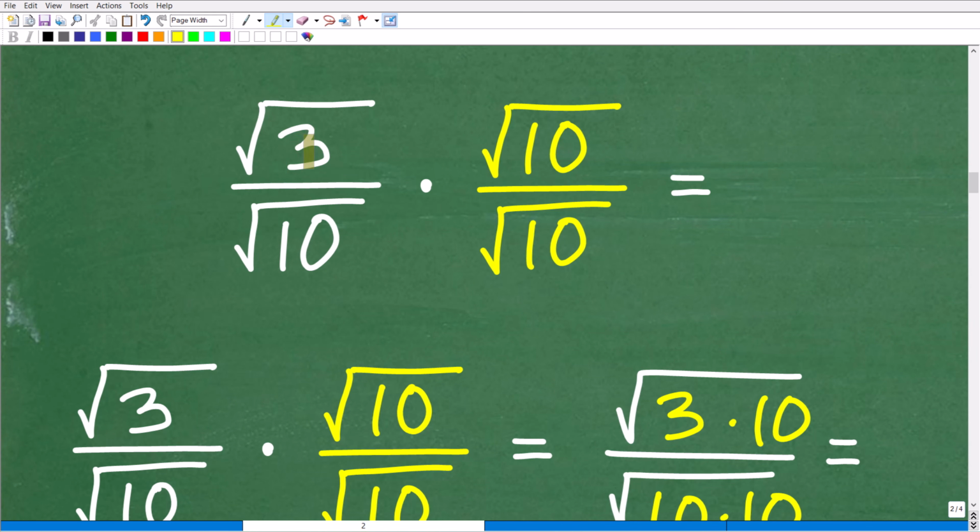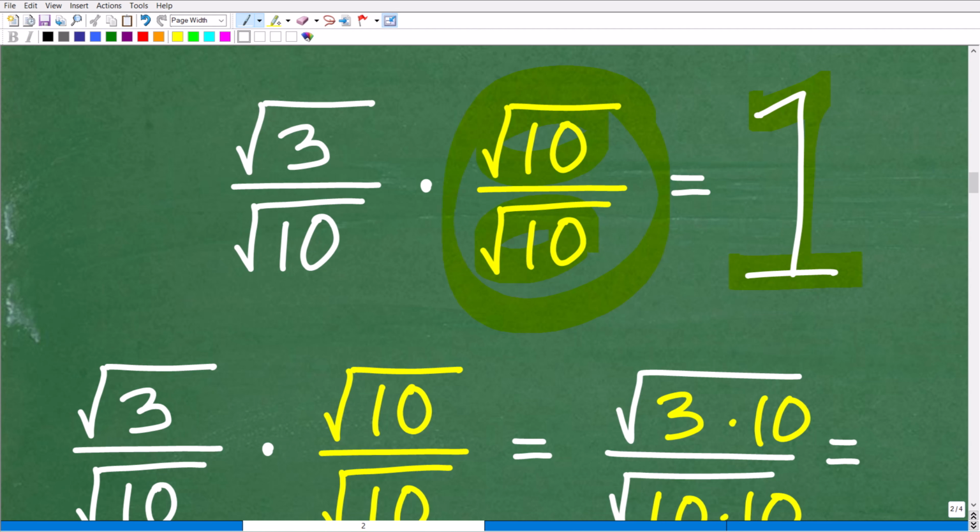Okay, so we're going to take the square root of 3 divided by the square root of 10, excuse me. And here is the one that we are going to use. This is 1. Now, here we have the square root of 10 divided by the square root of 10. Again, anything divided by itself is what? Well, it is 1. Okay, so you're like, well, this is crazy. Why do all this work? What's the whole point of it?